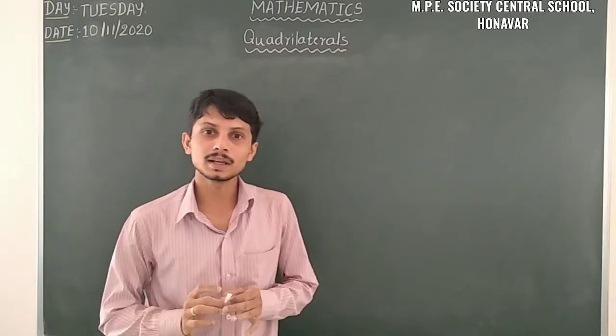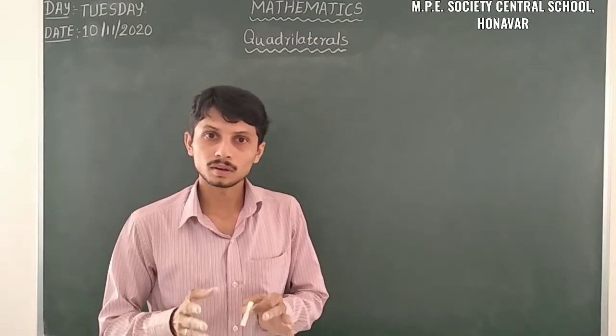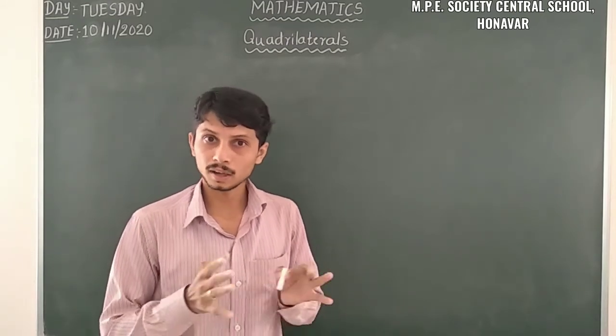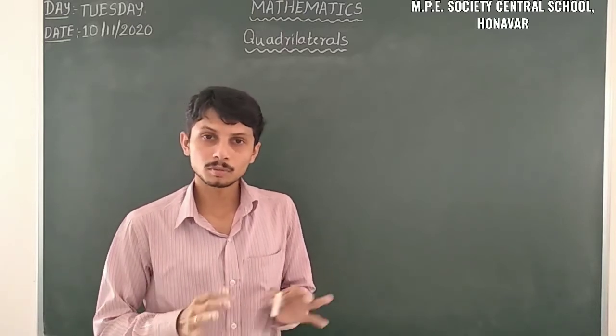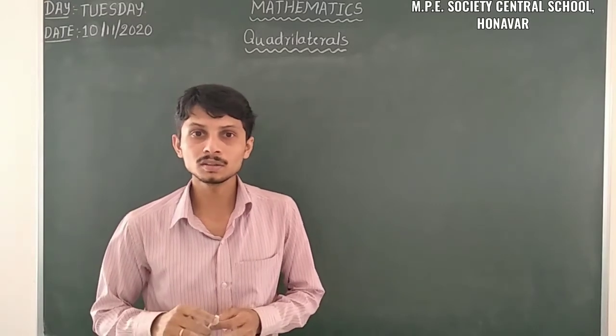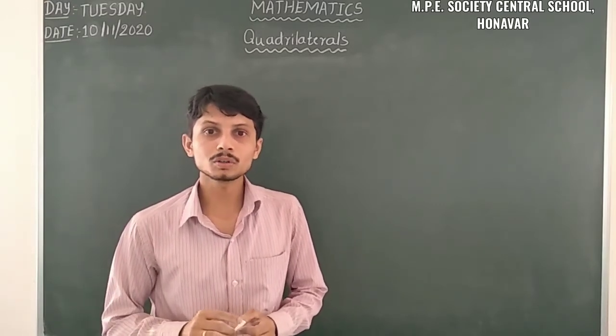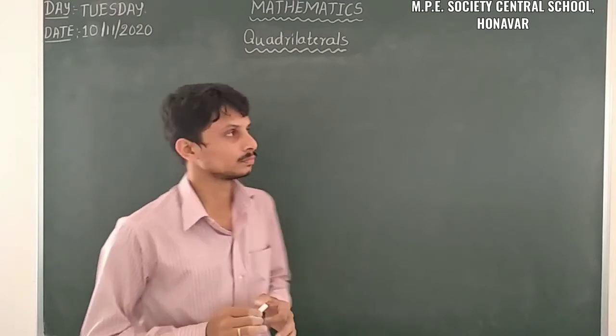Last class we discussed a topic from 9th standard, that is quadrilaterals. In quadrilaterals we already discussed what is meant by a quadrilateral and what is meant by the angle sum property, and also we derived that. Also we discussed some types of quadrilaterals as well as some problems based on quadrilaterals. So let us move on to the next topic, that is properties of parallelogram.